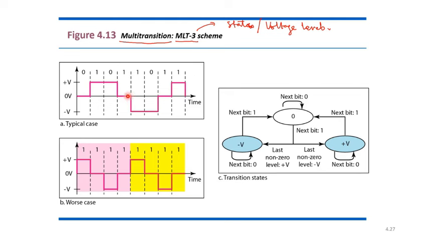Now at the zero level, the next bit is one. If the next bit is one, it can go either to plus V or minus V, negative side or positive side, depending on the last non-zero level. The last non-zero level before this is positive. Since the last non-zero level is positive and the next bit is one, it will switch to negative V, so from here it will go to the negative side.